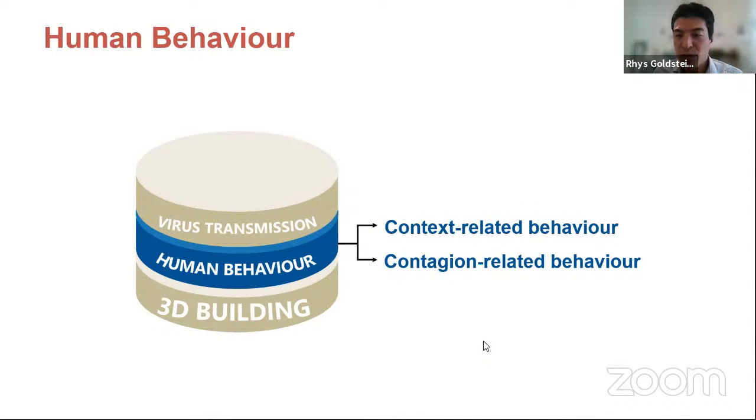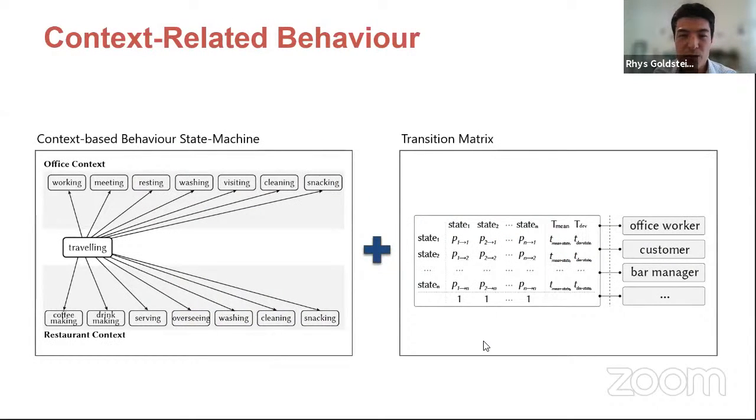Key layers. In the human behavior layer, we break that down into what we call context-related behavior and contagion-related behavior. Starting with the context, these are the activities that people perform in office spaces, or it could be any type of building, but in this case, we'll look first at offices. So they could be working, going to a meeting, etc., or traveling between them, or also operating the coffee machine or washing or what have you. We do a simulation of this using what's called a discrete time Markov chain, which is actually the standard approach. You create a matrix of probabilities to transition from one activity to another.